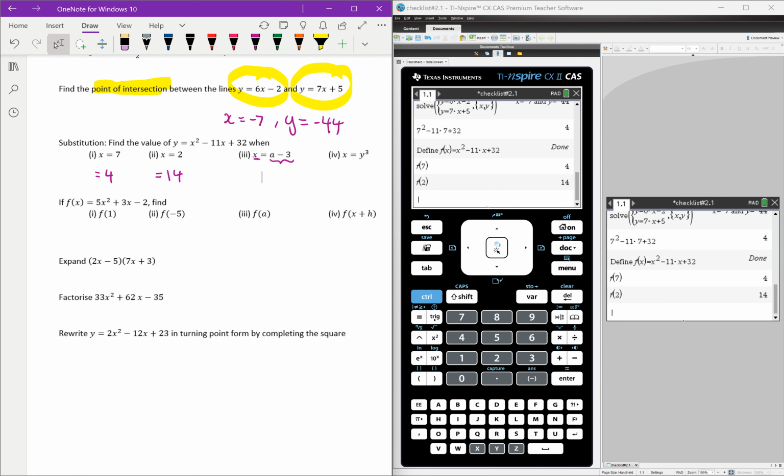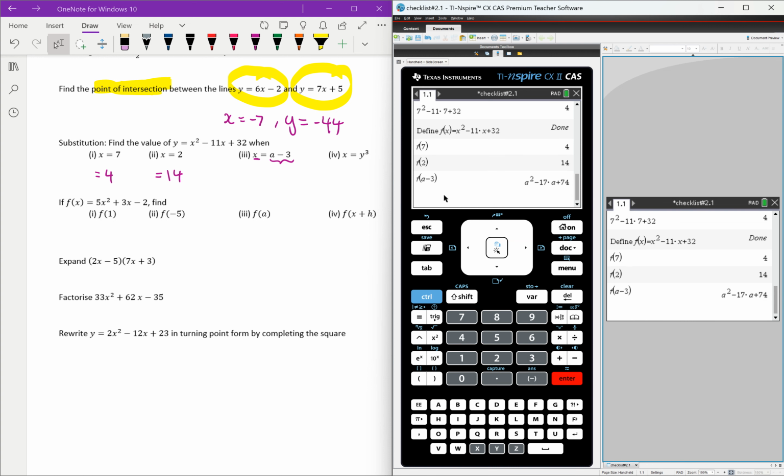We're going to go over here. I'm going to type f bracket a minus 3. So what that means is wherever all the x's are, I'm going to replace it with a minus 3. If I press enter, this is what I get. You see, it saves you time from actually typing it over and over and over again. You can just substitute it in.